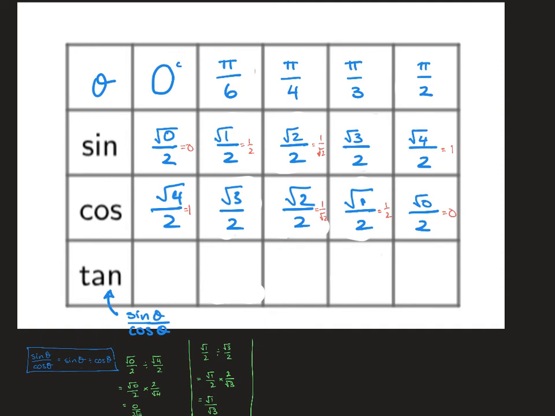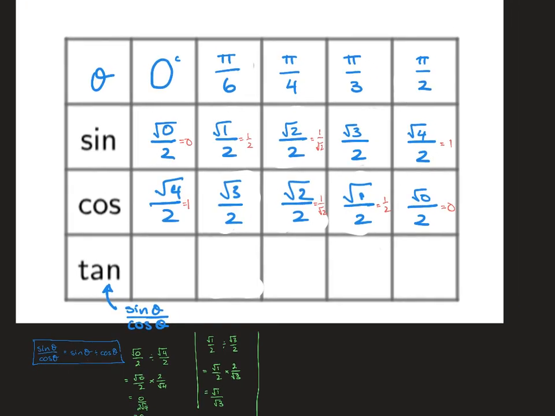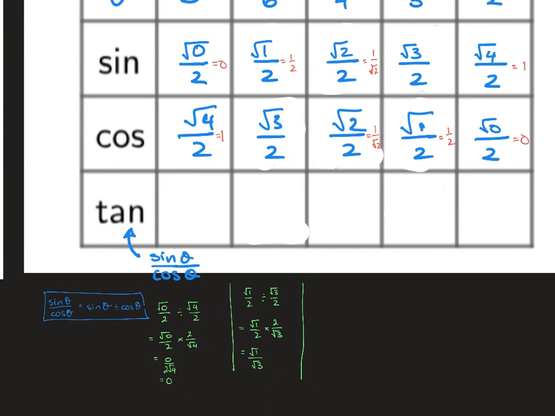And there are the simplifications there. Now to work out tan, you can either remember the numbers or you can remember that tan is sine theta divided by cos theta. And so what you can do, let me just make this a little bit bigger here, is you take your sine value and you divide it by your cos value, which is what I've done here. Sine value divided by cos value.